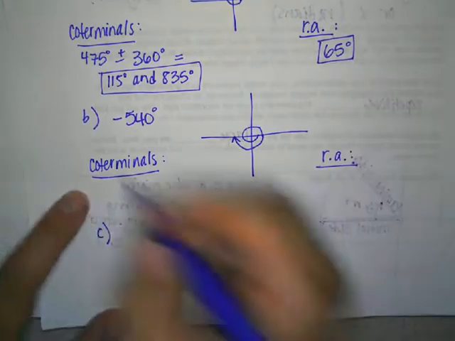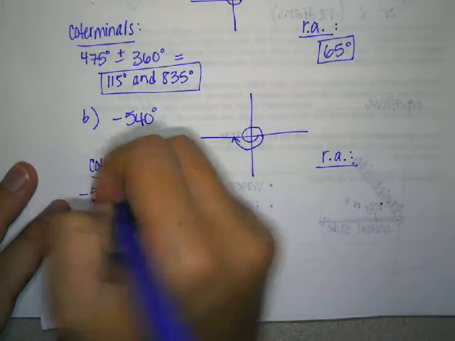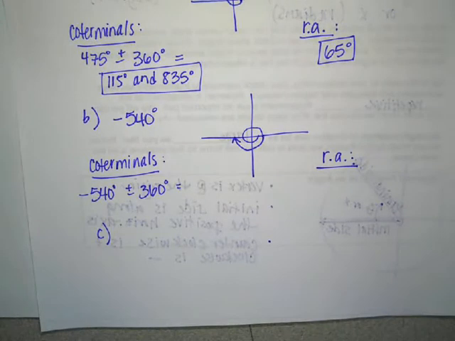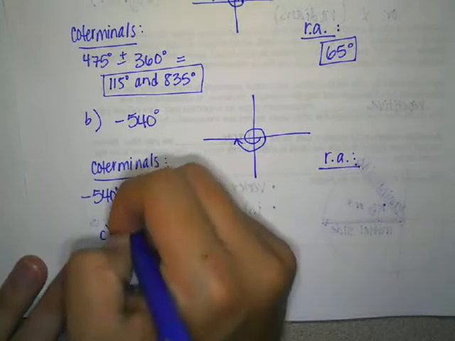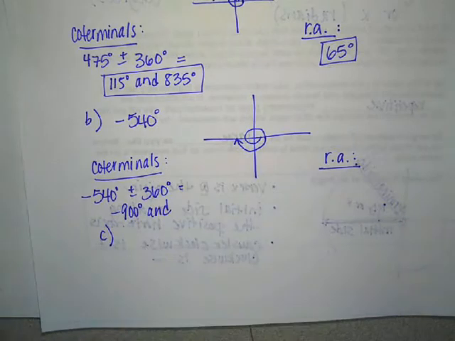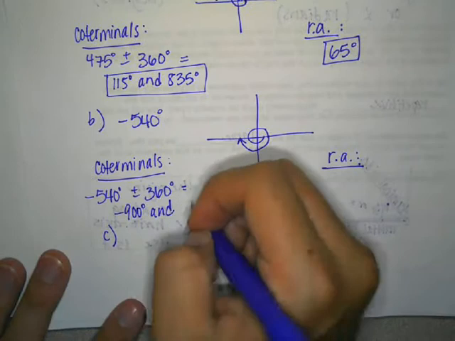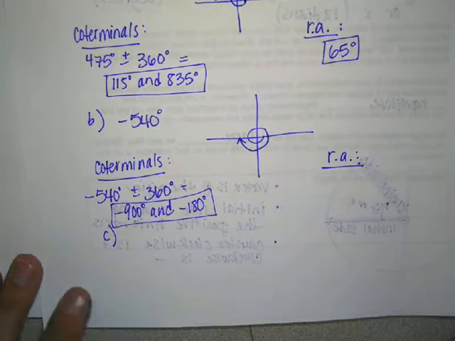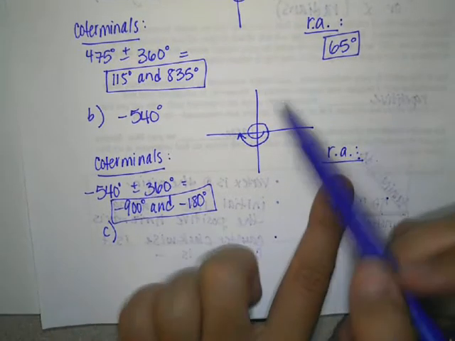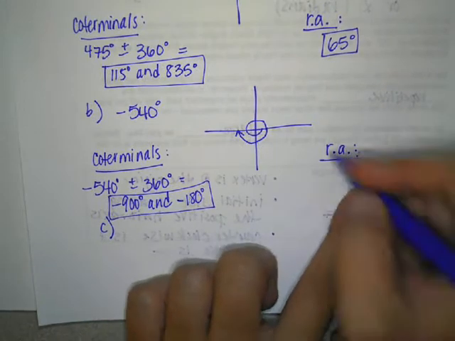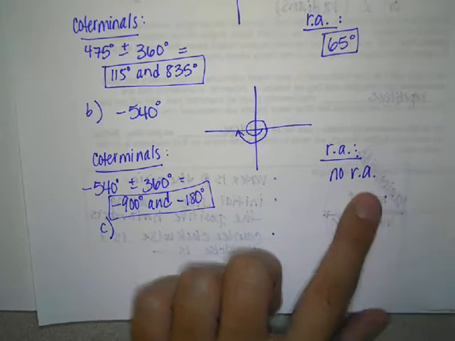For coterminals, you find them the same way. So we're going to add and subtract 360. If I take negative 540 and subtract 360, you get negative 900. If you take negative 540 and add 360, you get negative 180. There's my two coterminals. My reference angle is the space between the horizontal axis and your terminating side. But because the terminating side is on the x-axis, you have no reference angle.